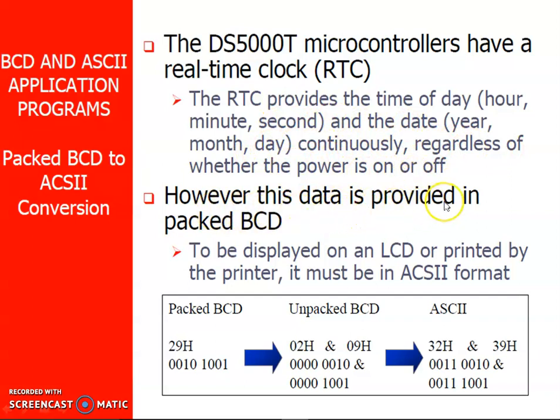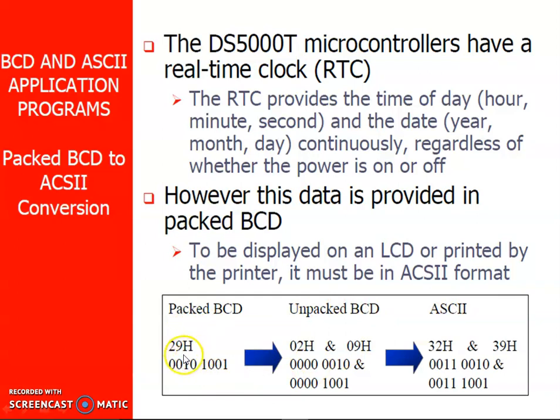However, this data is provided in packed BCD. To be displayed on the LCD or printed by the printer, it must be in the ASCII format. So there has to be a conversion. Internally it is a packed BCD value, we have to convert it into ASCII. So this is the process.